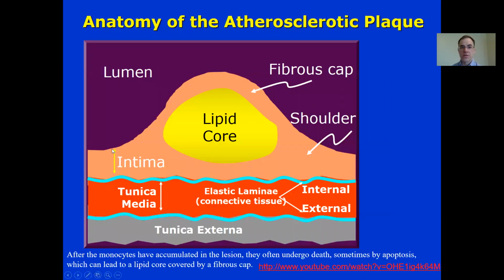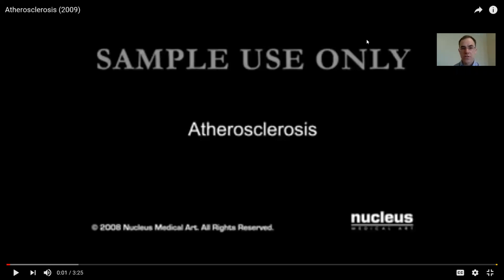Here's an example of the anatomy of this atherosclerotic plaque. Just to orient you, this is the fibrous cap over here with the lipid core. Here's the tunica media with the smooth muscle cells. We're going to watch a brief movie about how this fibrous cap accumulates, and then we're going to talk about the pathway of how this develops. So this video is about atherosclerosis, and you're going to pay special attention to the formation of the fibrous cap here.